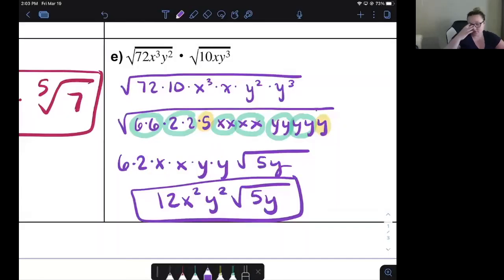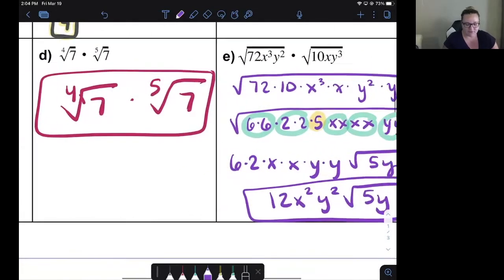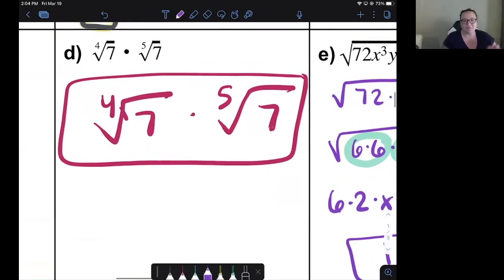All right, so you should have gone ahead and, actually, I was about to skip part D. For the 4th root of 7 and the 5th root of 7, because they're under different radicals, we can't combine them into one. So our final answer is just what the problem was.